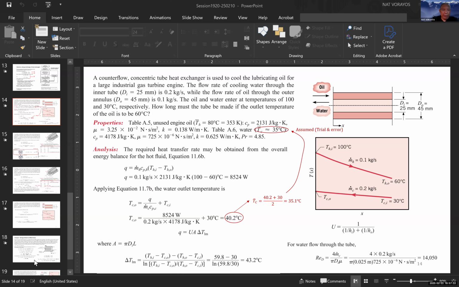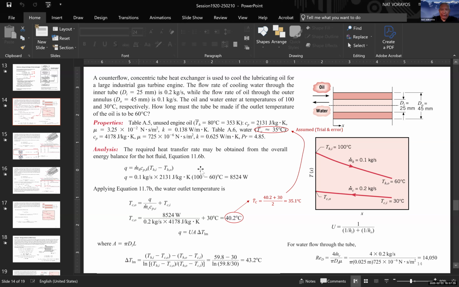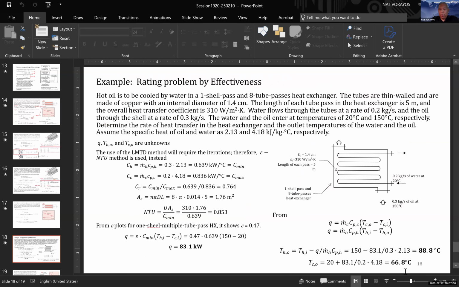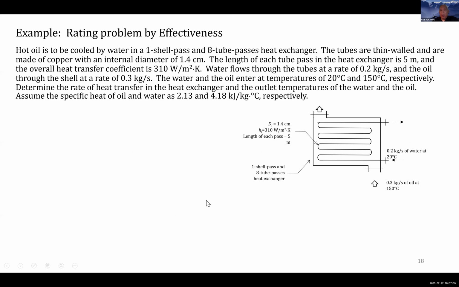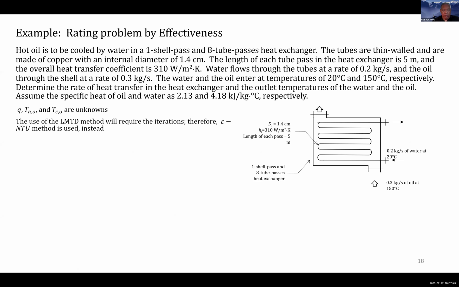So in this problem, like I said, I would not suggest using the log mean temperature approach. I'm going to use the effectiveness approach. So I find the CH and find the CC. Why do I need to do so? Because I need to find the epsilon, the effectiveness.